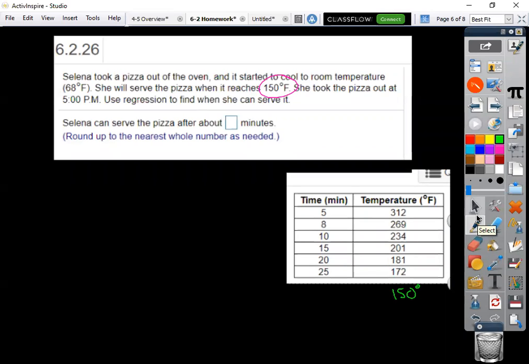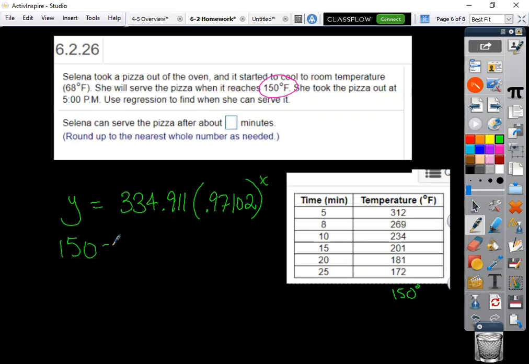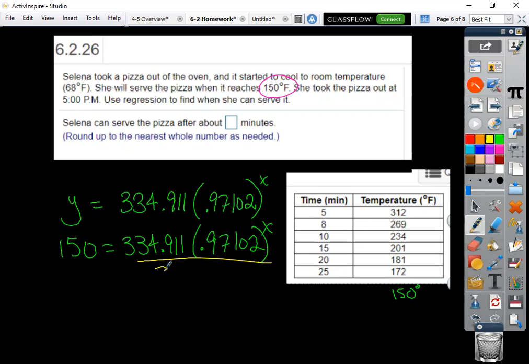So our equation again came out to 334.911 times 0.97102 to the power of x. And they said they want to know when this equals 150. So if you've got that much so far, and we're trying to solve for the x up there, well, what do we got to do for that? We've done these before. You divide by this coefficient.